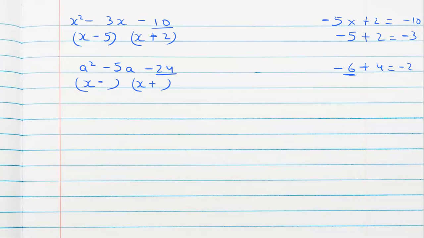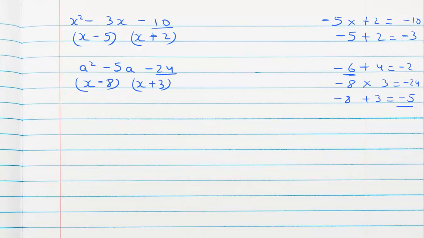We can take a look at 8 and 3. So let's say negative 8 times 3, we get negative 24, which is correct. And negative 8 plus 3, we get negative 5. So this is our answer. So a minus 8, a plus 3.